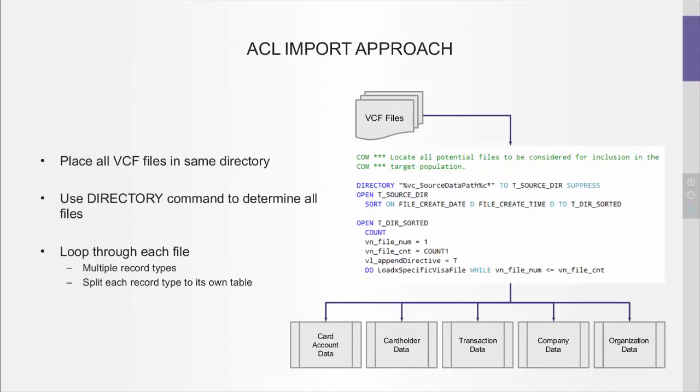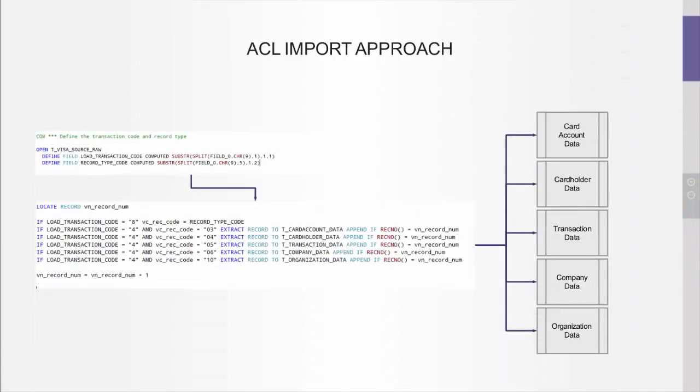it can be a bit of a complex process, but essentially, the import approach that we use with ACL Data Analytics is that we place all the Visa commercial format files in the same directory because you're going to get a different format file on a regular rolling basis. So as Cindy mentioned, they get the transactions within 48 hours. Once they're all in the same directory or folder, then ACL has a directory command to find all those files and then go into each file and split it up into the card count data, the cardholder data, the transaction data, the company data, organization data, etc.